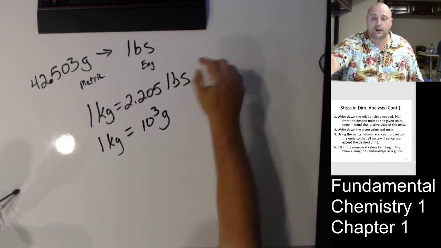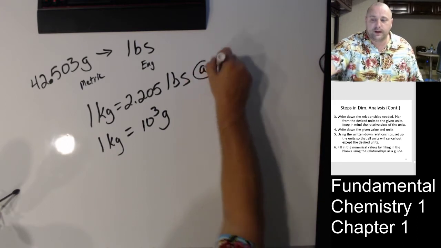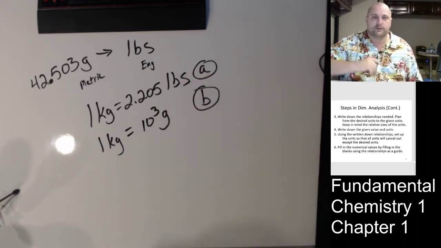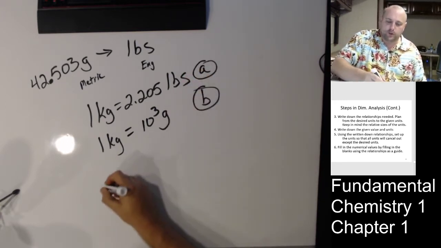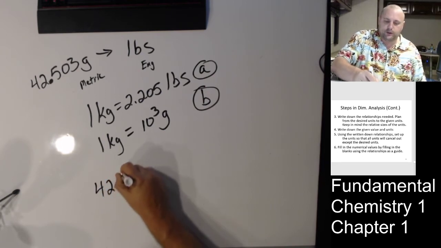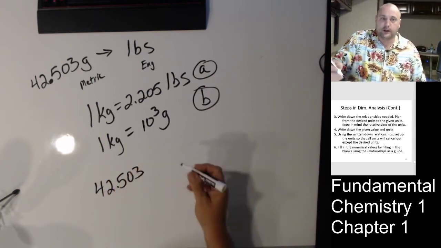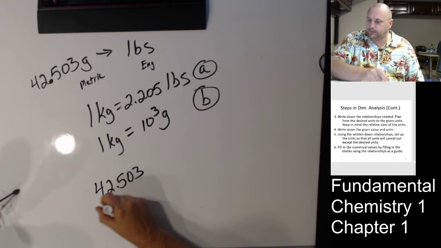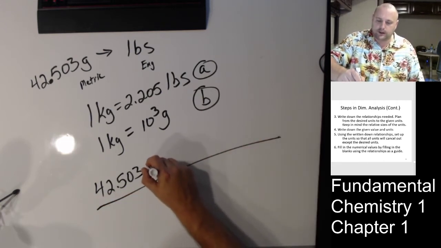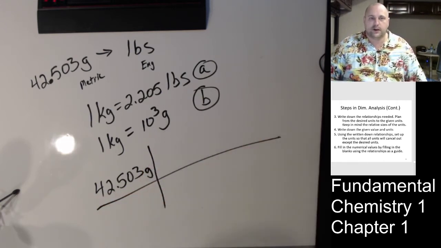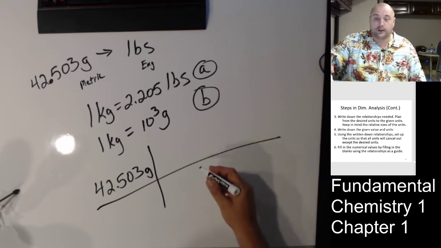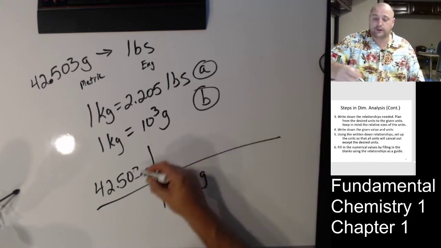I've got the step that, so I'm going to label this. This is A, and this is relationship B. All right. Start with what I was given, 42.503. And I'm at an angle because I'm sitting on this wacky bench. So I'm going to go ahead and make a table. All right. Now I need grams down here, so they'll cancel out.